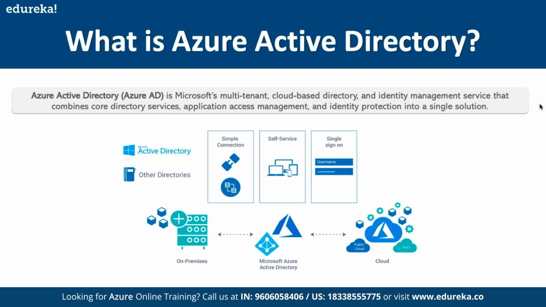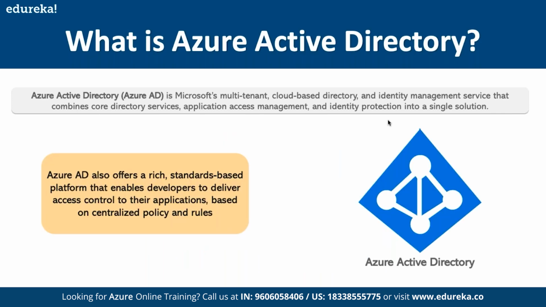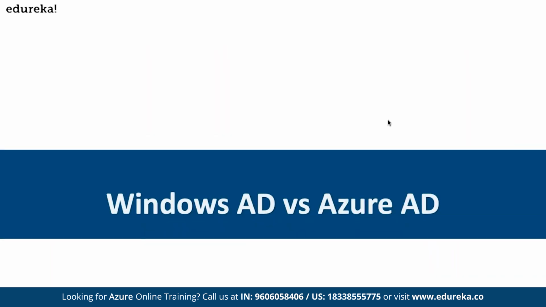If you talk about AWS, AWS also offers us an easy migration from Active Directory to the entire access management given to us by AWS. So Azure AD offers a rich standards-based platform that enables developers to deliver access control to applications based on centralized policy and rules. That is what Azure Active Directory is.